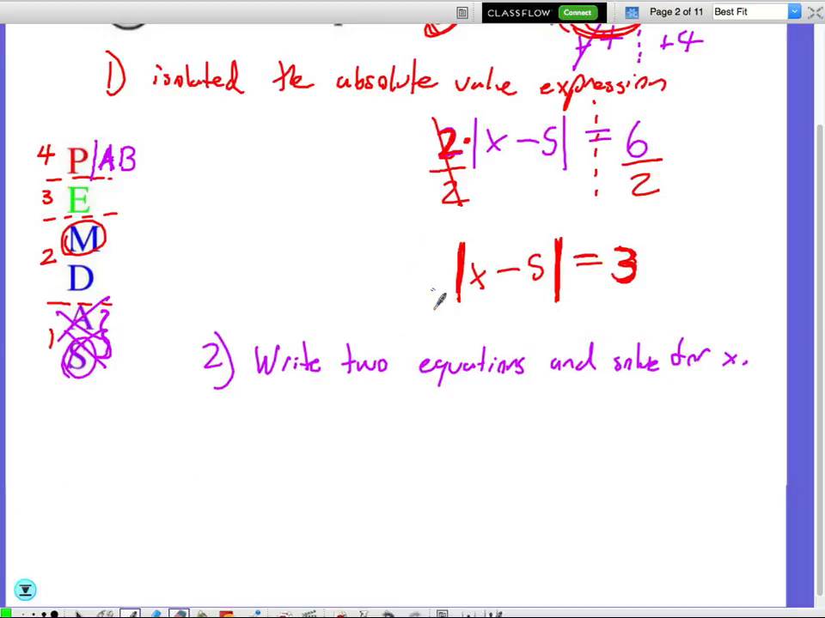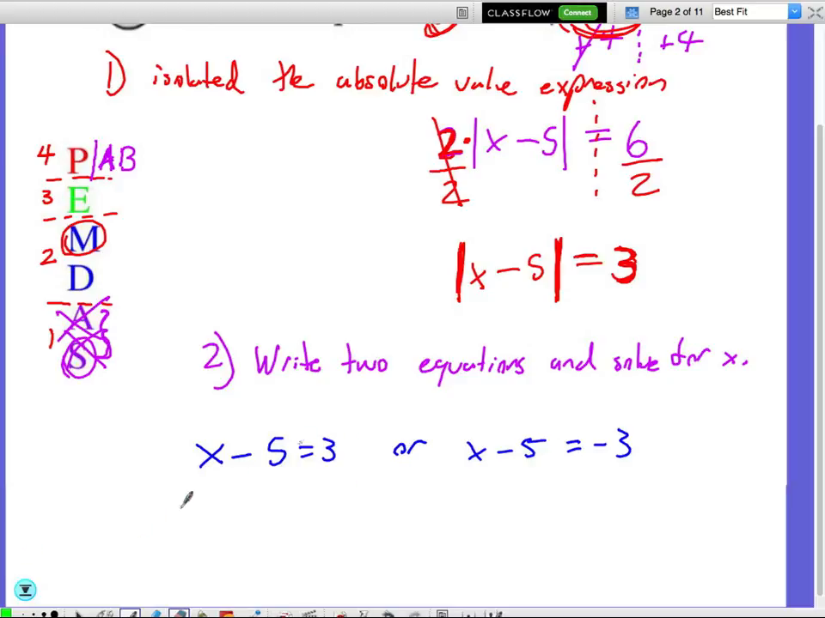Now there's something very important here. What do I mean by write 2 equations? Well, this is what I mean. Let me go ahead and write it out and then explain to you. So x minus 5 equals 3, or x minus 5 equals negative 3. Those are my 2 equations.